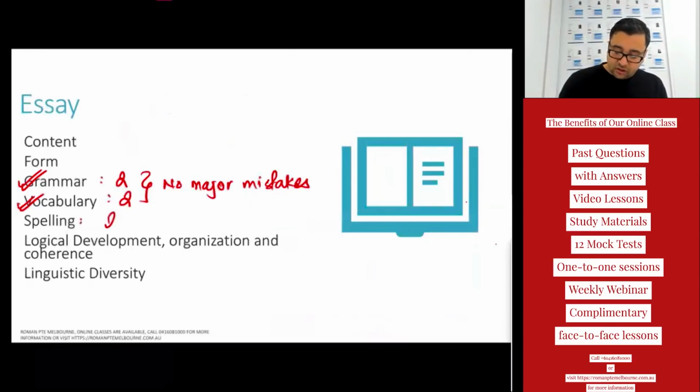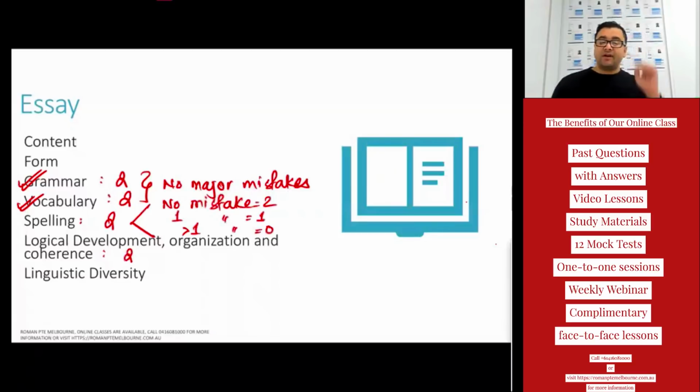For spelling, you get 2 points, and the criteria is this. No mistake, you get 2. 1 mistake, you get 1. More than 1 mistake, you get 0. Logical development, organization, and coherence, 2 points.